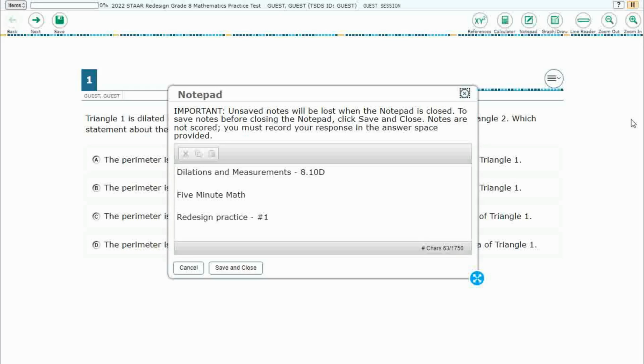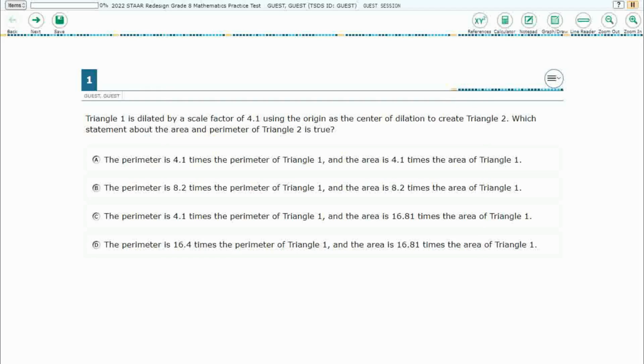Today we are looking at the 8th grade concept of dilations in measurements. This is standard 8.10D in the great state of Texas, and we are using item number 1 off the Redesign Practice Online STAAR test. If you haven't done so already, please go ahead and take a moment to pause the video, work this problem out on your own, unpause it, and we'll look at our answers together.